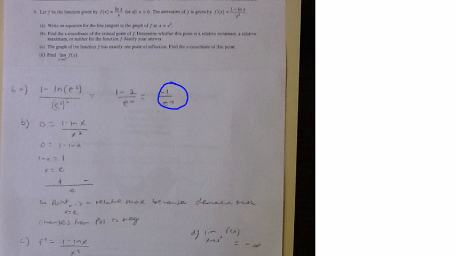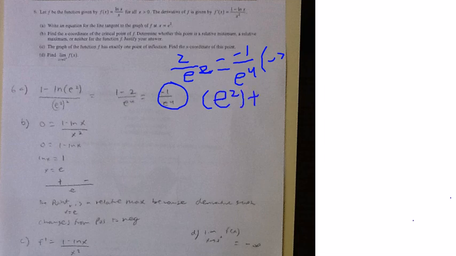So you have the derivative, and now you're trying to find the equation. So you plug in e squared into the original f of x, and you get ln of e squared over e squared, which is 2 over e squared. 2 over e squared equals negative 1 over e to the fourth times e squared plus b. So we're trying to find b right now.